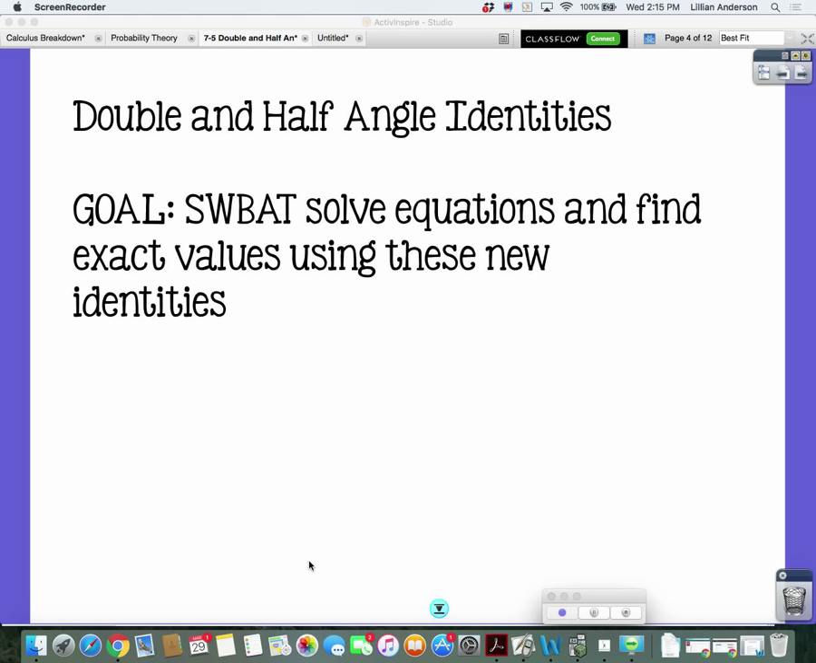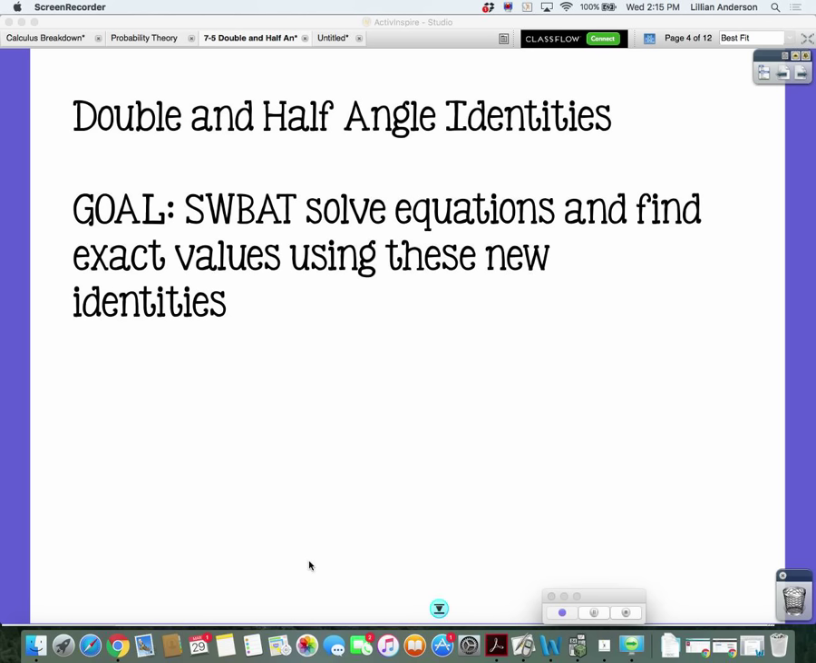Alright, so we're going to be talking about double and half angle identities. You guys are going to be able to solve equations and find exact values using these new identities. These are identities that you do not have to memorize, so that's why you have the little card. That card is going to join the sum and difference identities that are in your pocket. Okay? Please make sure you're keeping up with that, keeping that pocket closed, so that way you don't lose any of your identities.